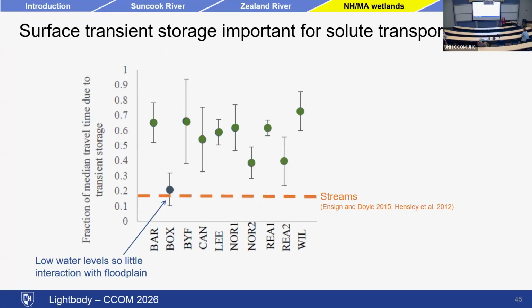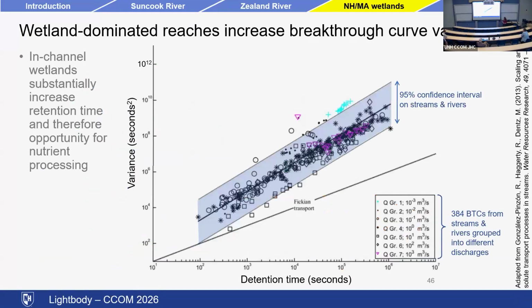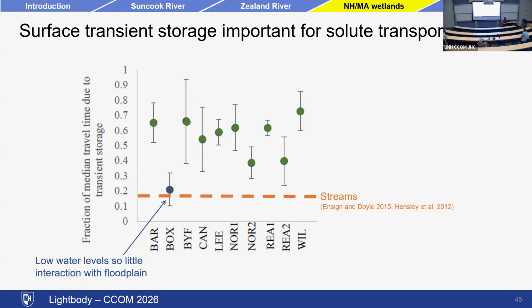And the output from her model was that surface transient storage, or the fraction of time that solute molecules spent in transient storage within these wetland-dominated reaches, is very high, much larger than we would expect for streams. Which makes sense. So we're getting residence times that are 60–70% of the time that it takes those molecules to travel because they're interacting with these off-channel areas.